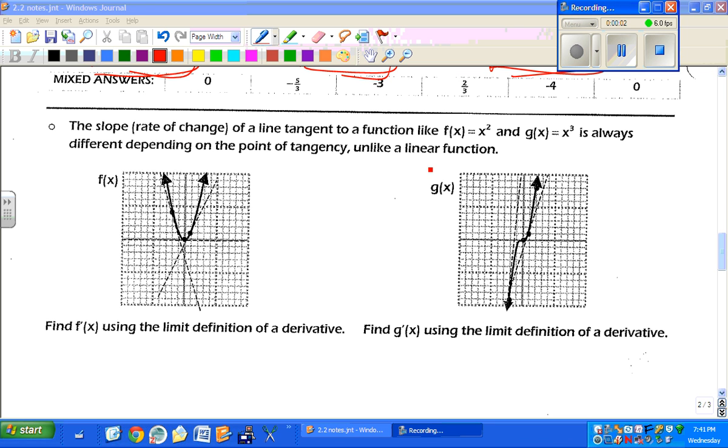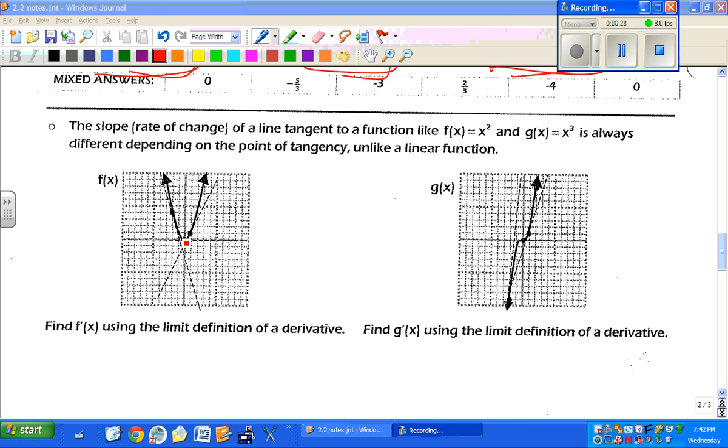All right, let's look at some functions that are not linear and see if we can find some patterns, some shortcuts. The slope, a rate of change of a line tangent to a function like f of x equals x squared and g of x equals x cubed, is always different depending on the point of tangency. So if you look at this point right here, for this one, we have a slope that's negative and pretty steep.